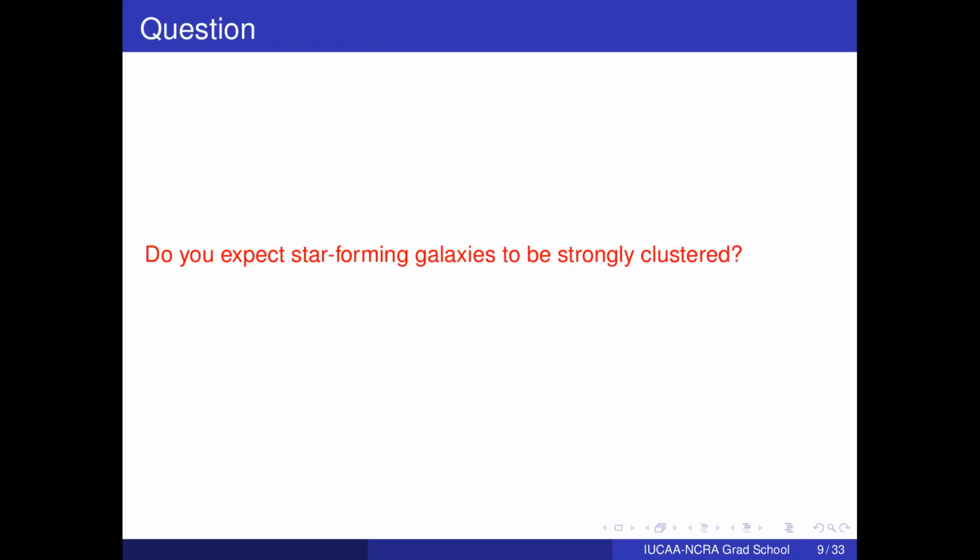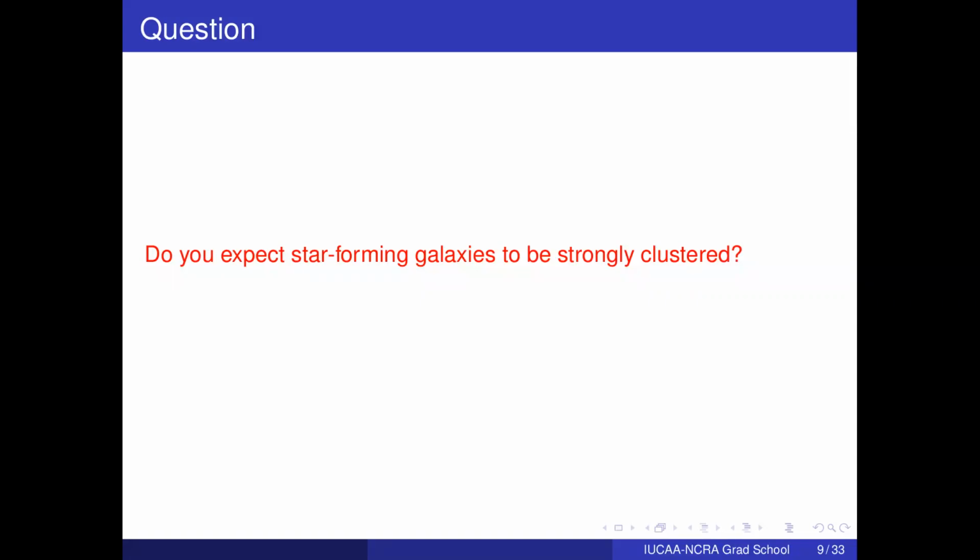Do you expect these star forming galaxies to be strongly clustered? No or yes? Where is star formation happening in the early universe? Yesterday we looked at that video. Intersecting, yes. And today, what is that region today? They are clusters. Okay. So clusters are clustered, right?